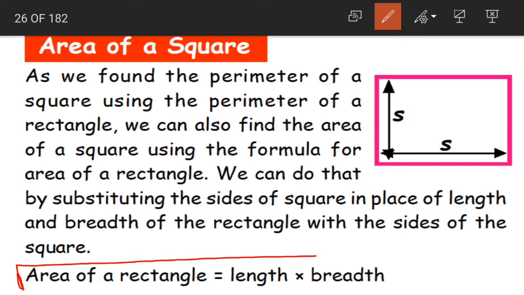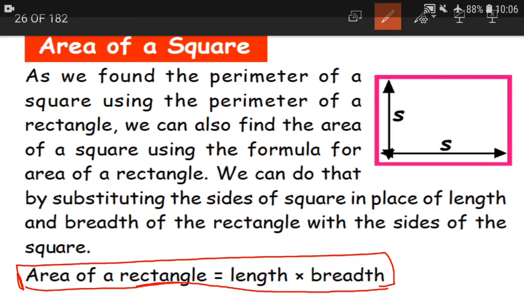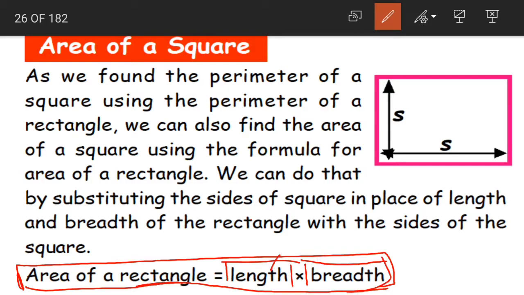See, it's written here below. Area of rectangle is equal to length into breadth. To find out the area of a rectangle, what do we do? We multiply the length by the breadth of the rectangle. Length is the greater side and breadth is the smaller side.